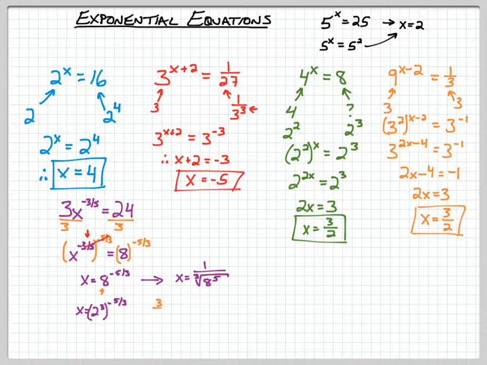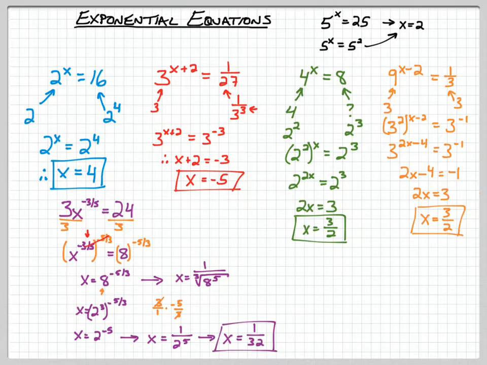So we can do a little side work here. If we've got 3 over 1, that's our 2 to the 3rd, times negative 5 over 3. So power of a power, we multiply, so we can start simplifying. And now we've got 2 to the negative 5th power, so x equals 2 to the negative 5th power. So that drops into our denominator, and if we multiply out our 2 to the 5th power, that's 1 over 32. So we end up getting our result of 1 over 32 for this.